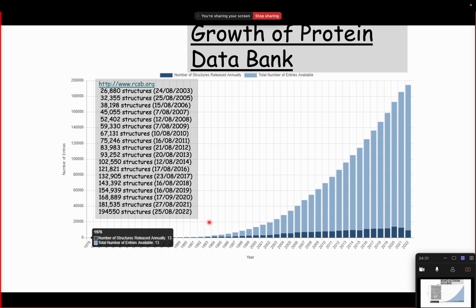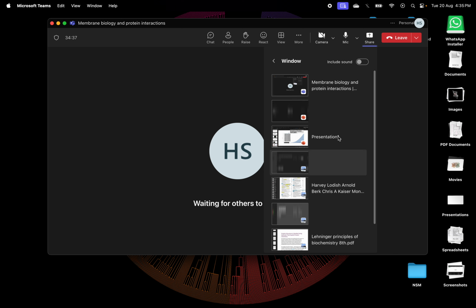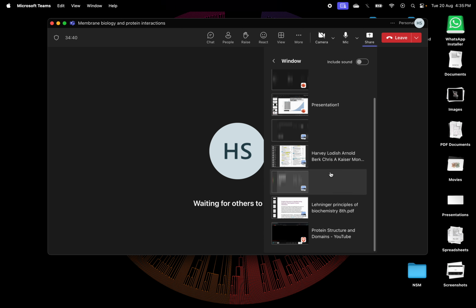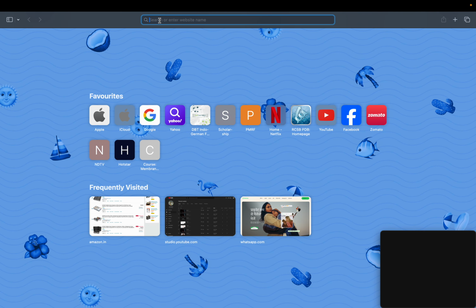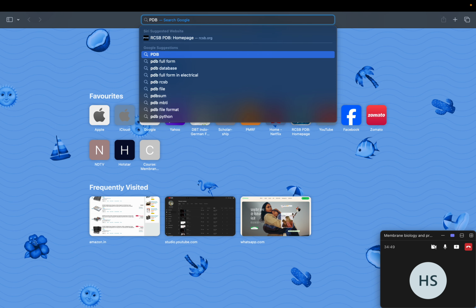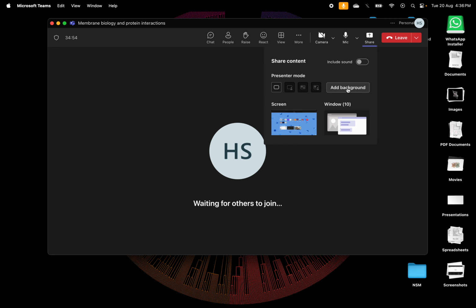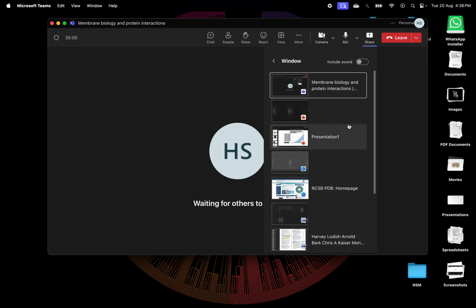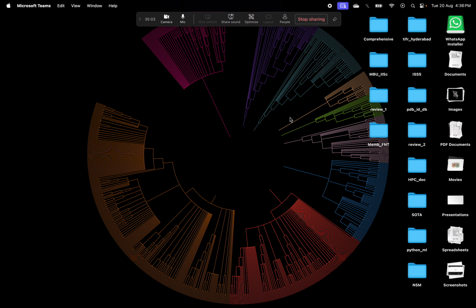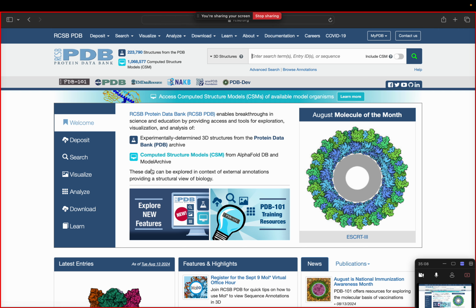So let me give you a brief view of the Protein Data Bank. We'll explore it together. One minute, let me share my browser screen with you. Okay, I guess I have to change the browser. No, I can share this one. Yeah, I hope you guys can see my PDB database screen and my cursor also.